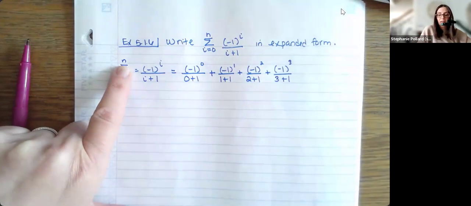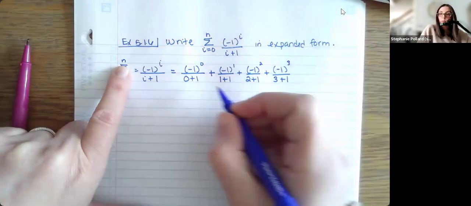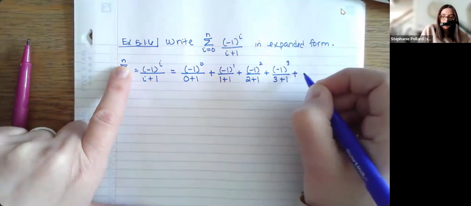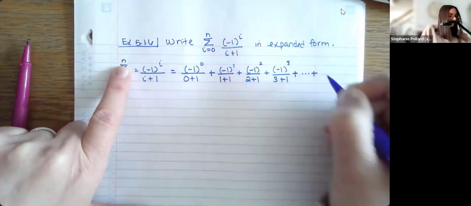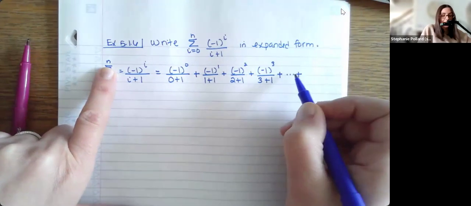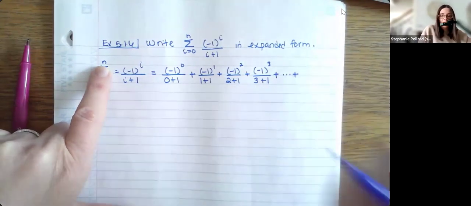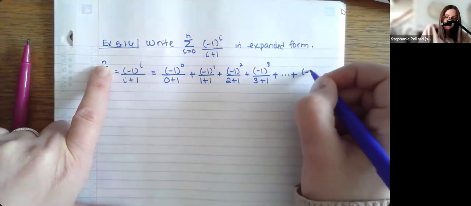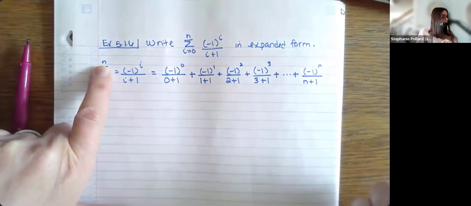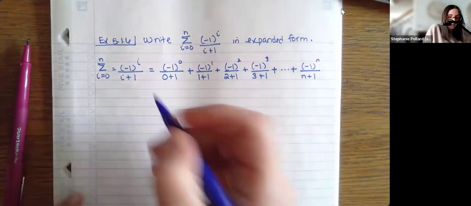I'm ending at n. So what you can do once there's a clear pattern, I would definitely do at least a few terms. I would do a plus sign with a dot, dot, dot, and then another plus sign. And that shows that there's others in between. And then our last one is going to be to the nth power. So -1 to the n over n plus 1. And then I am going to clean that up a little bit.